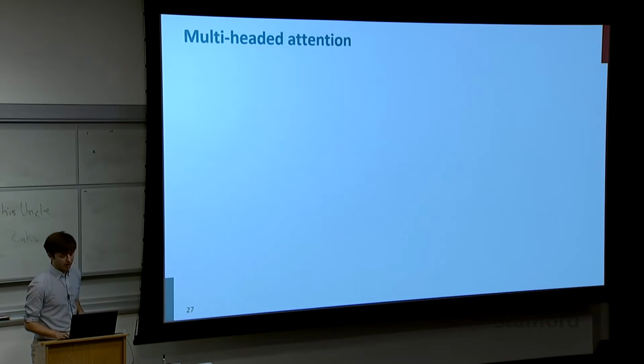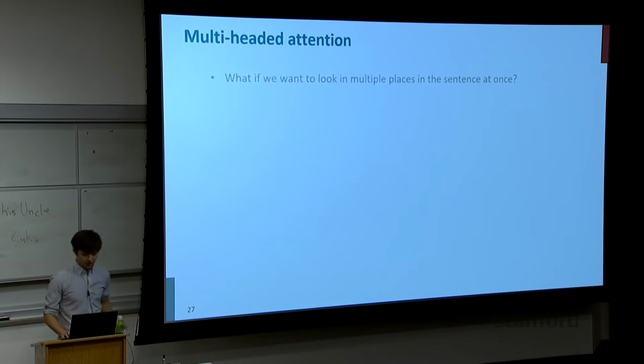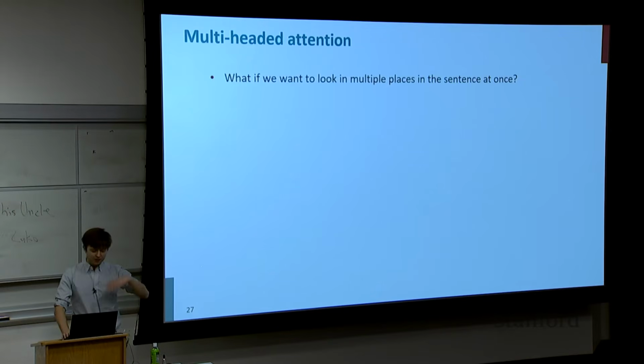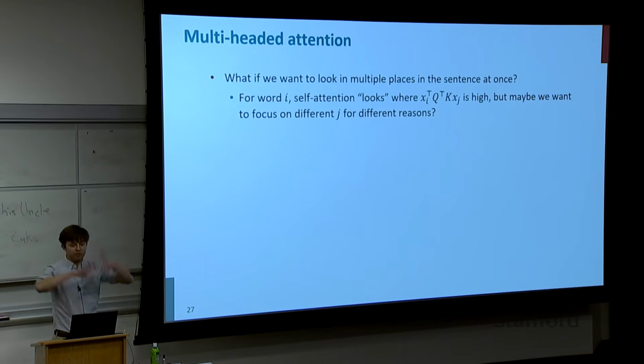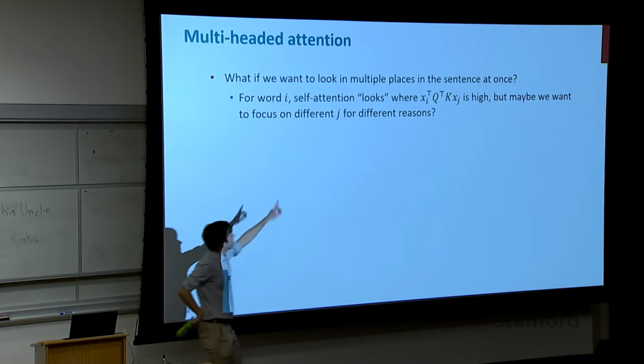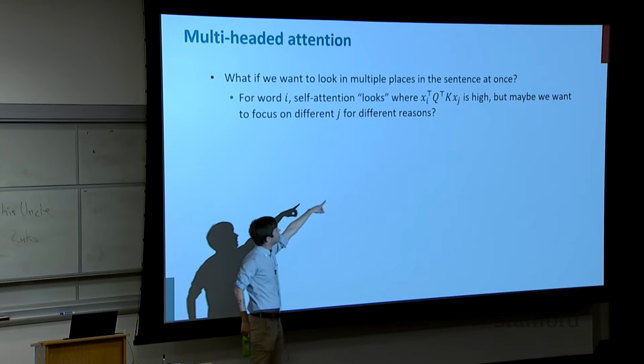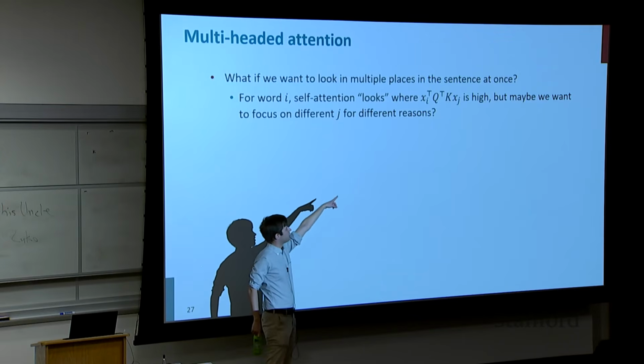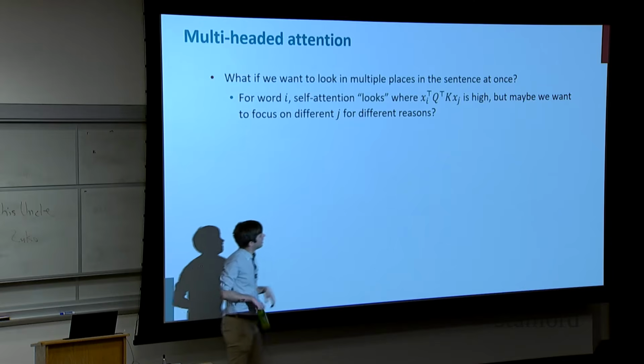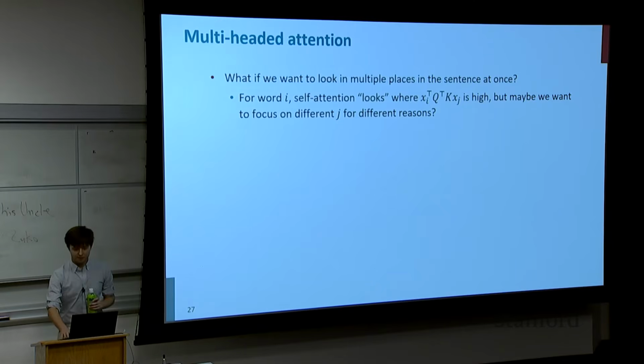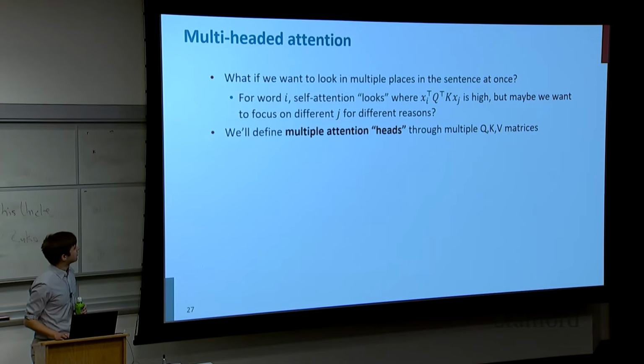Okay, so multi-headed attention. It's going to be important to compute this in terms of the matrices, which we'll see. This is going to give us the ability to look in multiple places at once for different reasons. Self-attention looks where this dot product is high, right? This x_i, the Q matrix, the key matrix. But maybe we want to look in different places for different reasons.